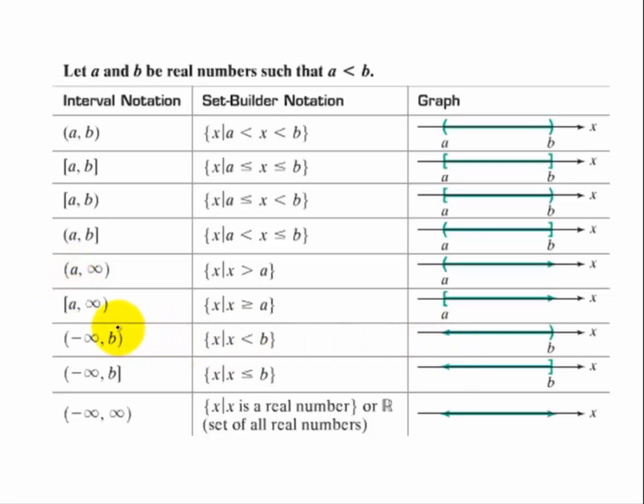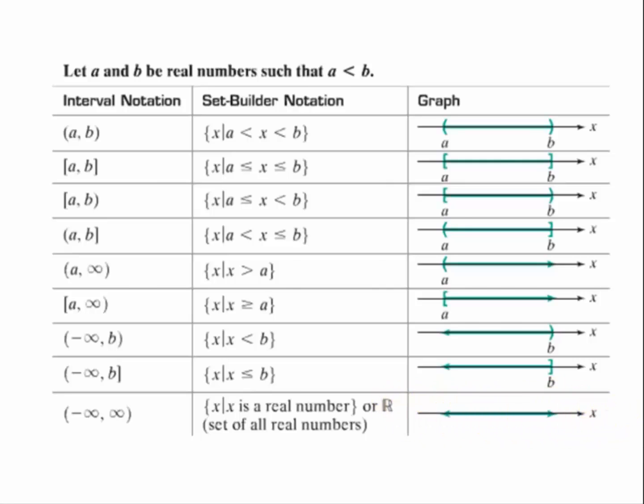If we look at the last two examples here, we are starting from negative infinity up to some value. So again, we start with the minimum, in this case negative infinity, comma, to the largest value, which is B. If it can equal B, it's a bracket. The last case, we have all real numbers in interval notation. That's from negative infinity to positive infinity. So that's all the numbers on the number line.